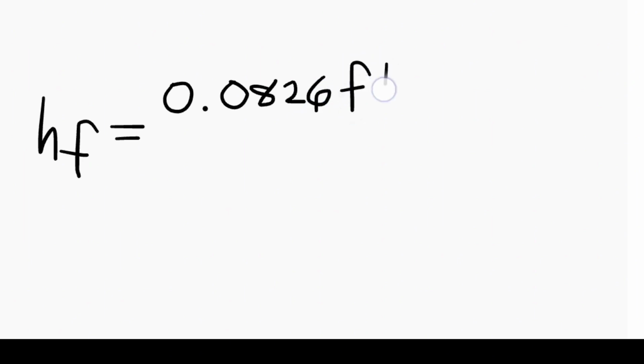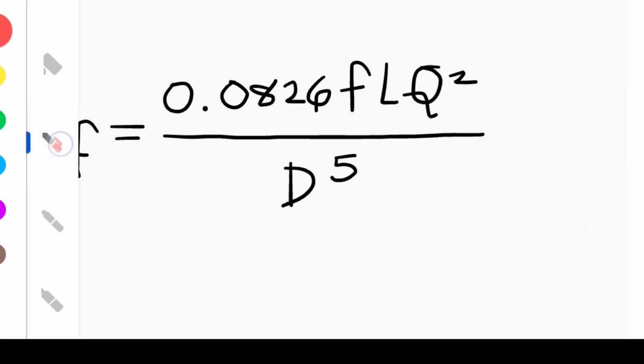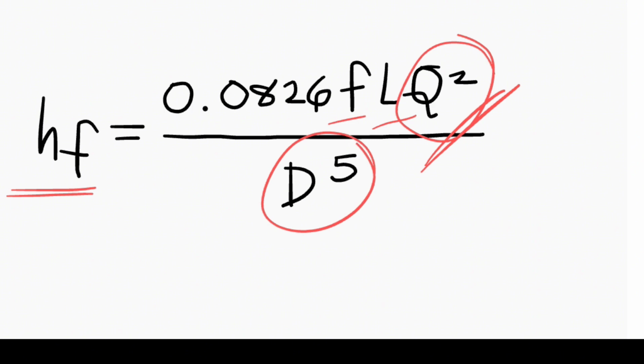The major head loss for the Darcy-Weisbach formula is equal to 0.0826 FLQ squared over D raised to 5. Please take note that this is an SI unit. Of course, we have HF that denotes the major head loss for the Darcy-Weisbach formula. We have F as the friction factor, L as the length of the pipe, Q as the flow rate of the liquid in the pipe, and D as the diameter of the pipe. We also have a constant of 0.0826.